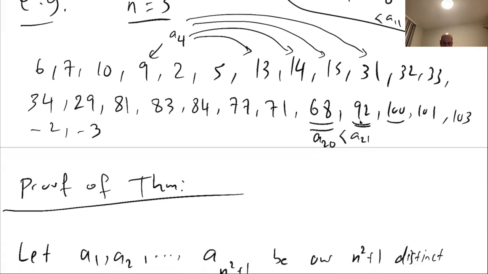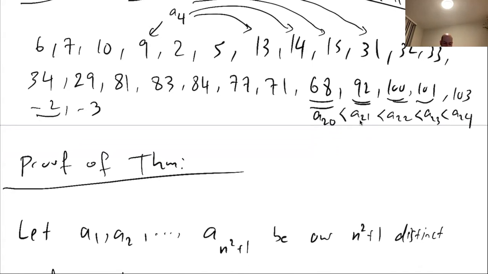And then I have 100, which is bigger than 92 if I want to have increasing. So this is less than A22. 101 is bigger than 100, less than A23, less than A24. But then this is A25, and this is not bigger than 103, it's less. -3, same thing. So I cannot have a longer increasing subsequence starting from 68. So starting from 68, this is the longest increasing subsequence that I can have.